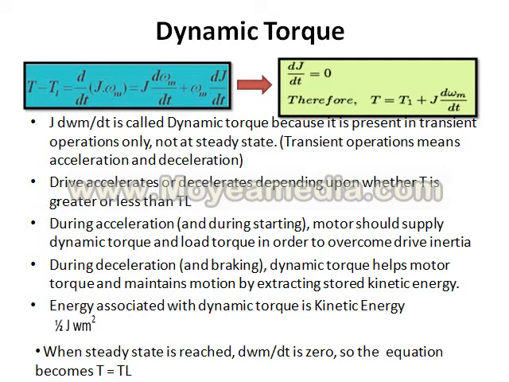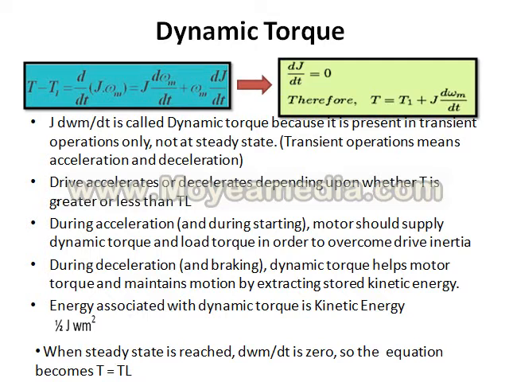So the job of J d omega by dt is to store or extract kinetic energy. This energy associated with dynamic torque is given by half J omega square. When steady state is reached, d omega by dt becomes 0. Your equation becomes T equal to TL. This is the steady state torque equation.